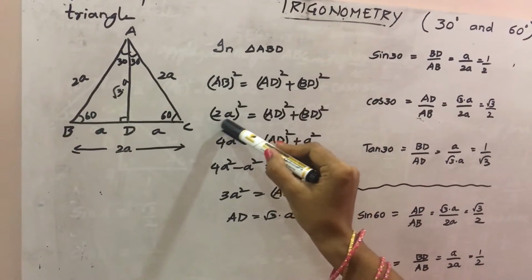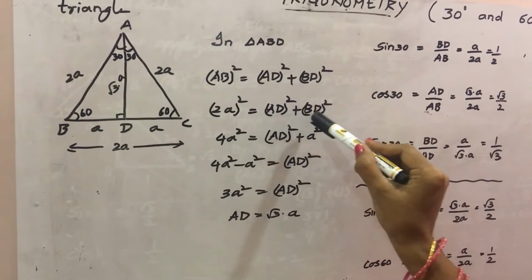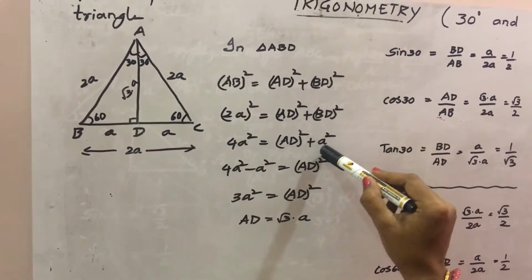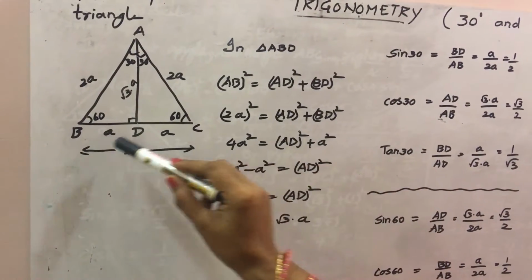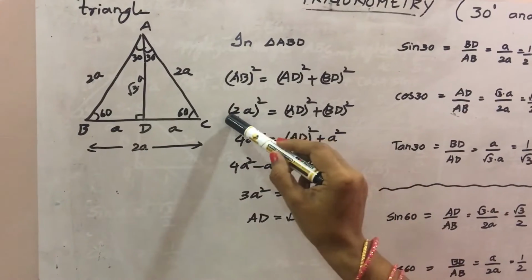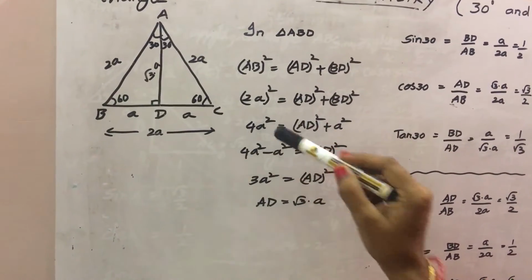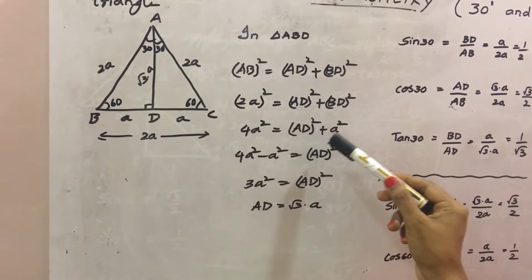AB square is there, that's why you can write here 2A whole square, which is equal to AD square plus BD square. We know the length of BD also, that is A. I am substituting the value of BD here. 2A whole square is 4A square, equal to AD square plus A square.